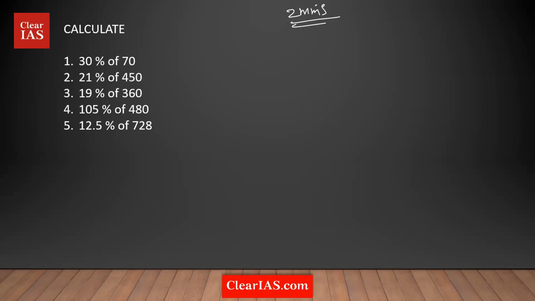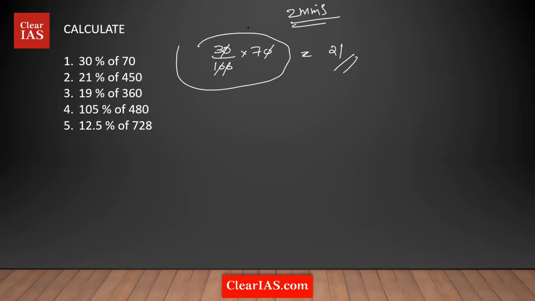Okay. First question is 30% of 70. Most of the students will have a tendency to write it down: 30 by 100 into 70. They have the same tendency. Most of the students write it, then they cancel the zeros and they do 3 into 7, 21. There is nothing wrong in that. But do you think this step is necessary? You can easily avoid it, right? Because we know that two zeros will definitely get cancelled.